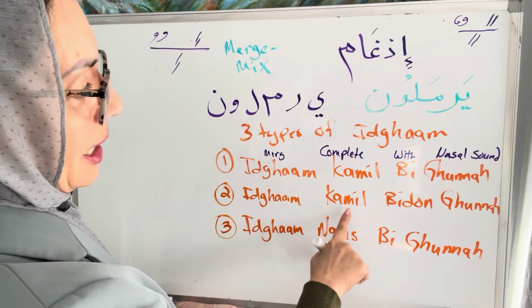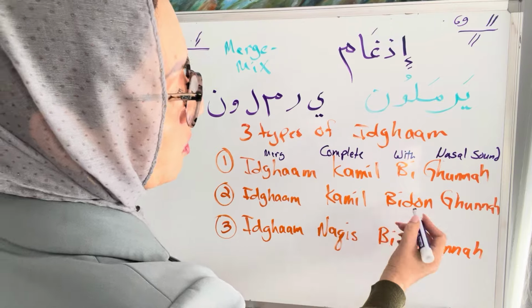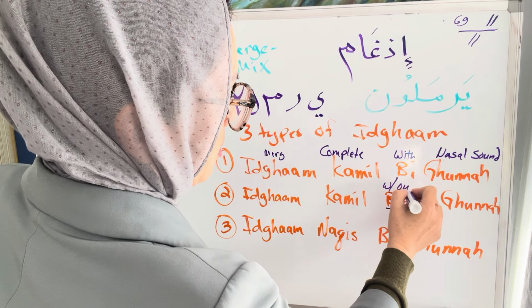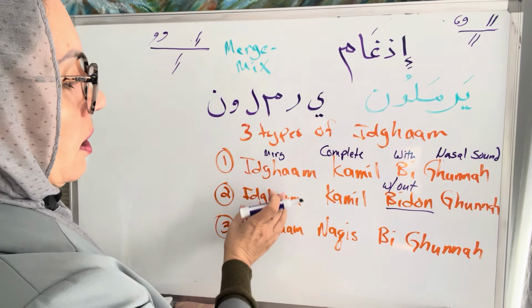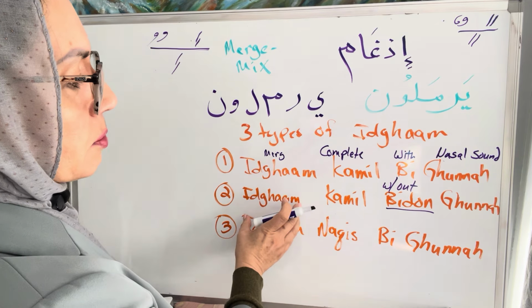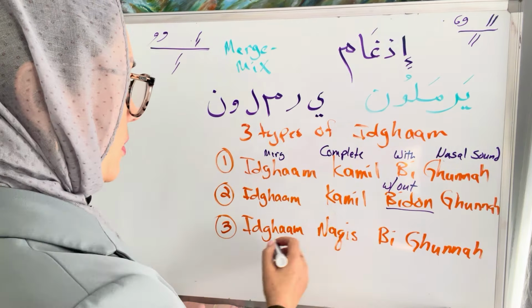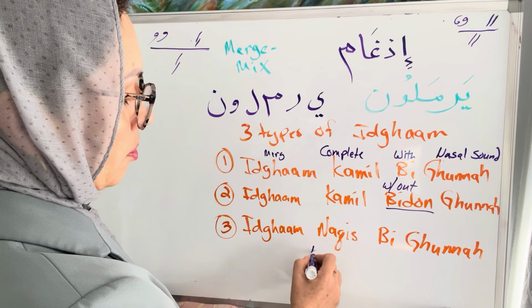Again, same thing here. Idgham means to merge. Kamil means complete. Here it's bidun, meaning without. And ghunna is the nasal sound. So it's a complete merging, but there's no ghunna sound coming. We'll give examples of all of these. And then again, idgham means merging, and naqis means incomplete.